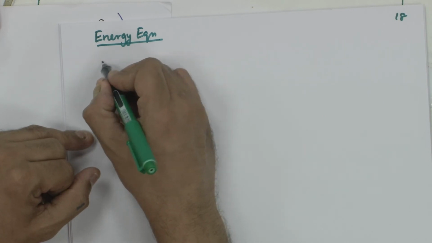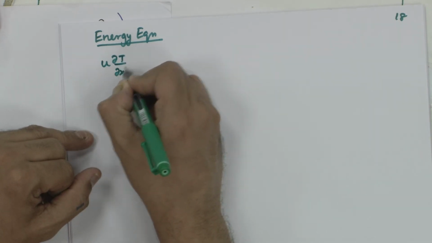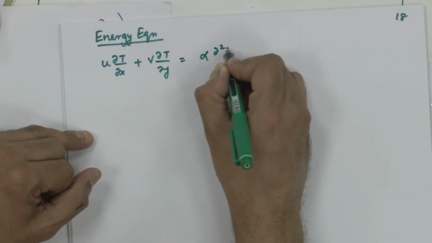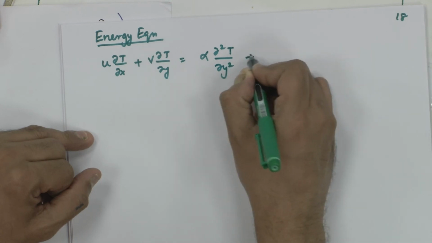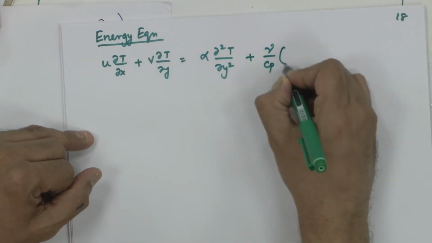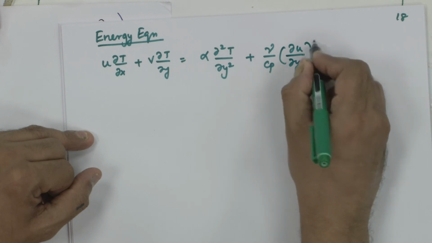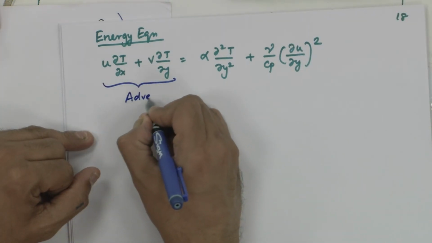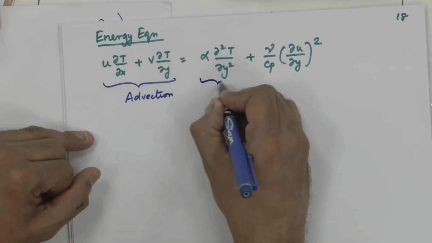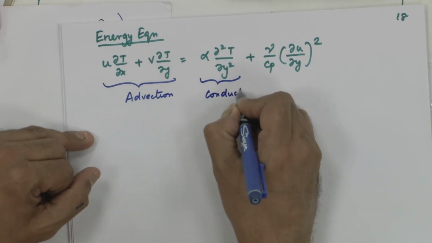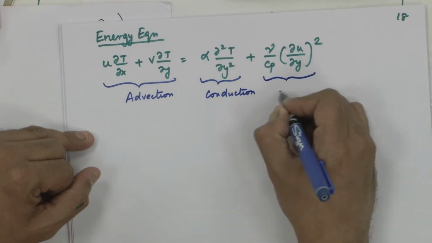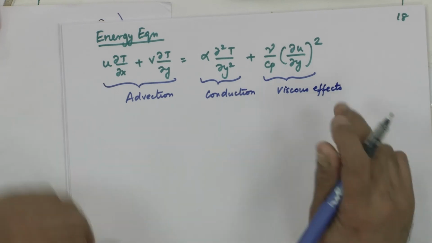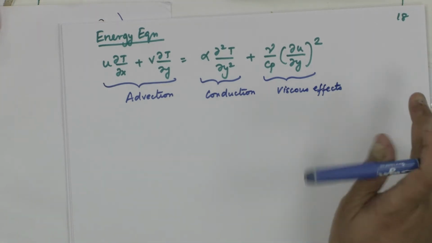So I would write this as u dT by dx plus v dT by dy is equal to alpha d squared T by dy squared plus nu over Cp (du by dy) whole square. This is advection, this is conduction, this is viscous heating. Important in high speed flows, can be neglected.